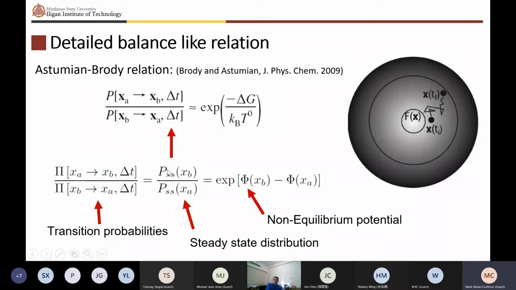Of course, in thermodynamic equilibrium systems, this is just Boltzmann distributed. This P_SS is your Boltzmann distribution. Now, in this formulation of measuring how far a system is from equilibrium, the natural case, for example, is to yield this to equal an exponential of a non-equilibrium potential.